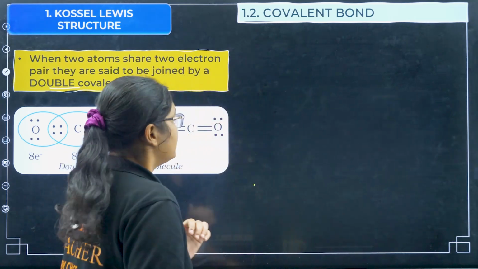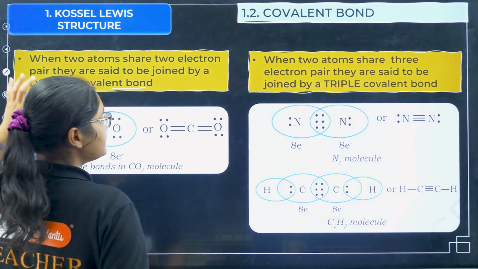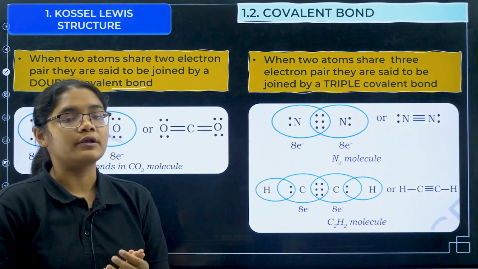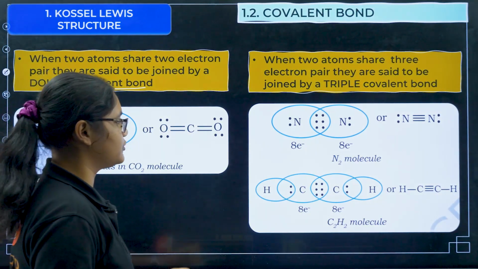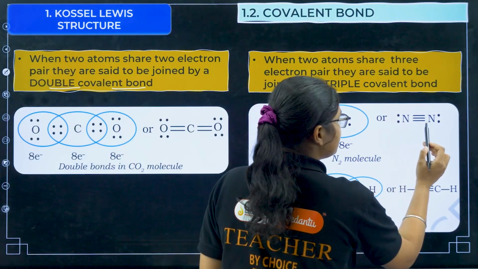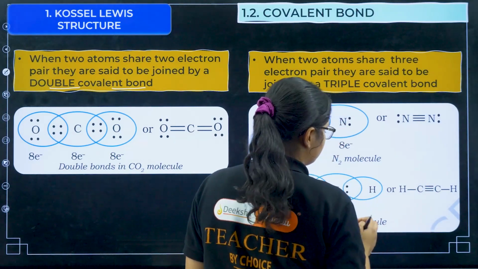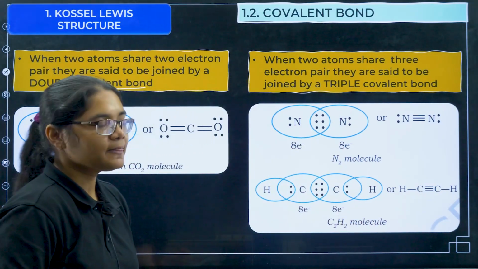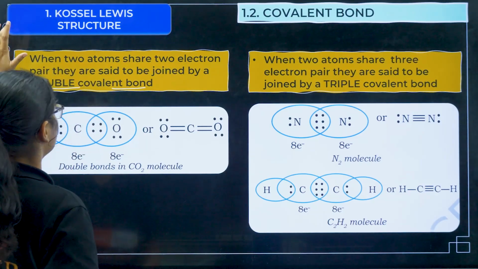Now when 2 atoms share 3 pairs of electrons, we call it a triple bond. An example is nitrogen, where you can see between 2 N there are 3 bonds, and in the ethyne molecule between 2 carbons there are 3 bonds. So this is what your covalent bond is.